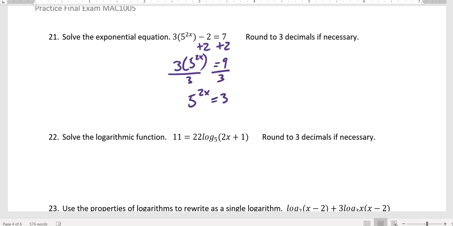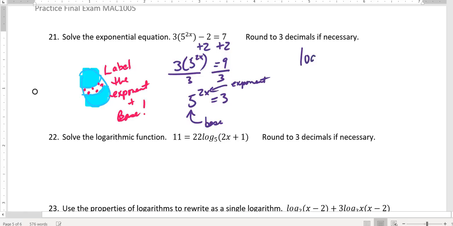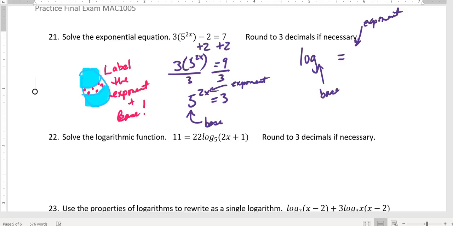I want to get it so that it's b to the x is equal to a number. Once it's in this form, I can just rewrite it, okay? So I know that for an exponential expression, this is the base, right? And the superscript is always my exponent. Label them. It will really help you. So now I'm going to rewrite it as a log. Now remember, the little number here is always the base, and a log is another name for an exponent. So the exponent always goes on the other side. Okay, so I'm going to put 2x, and then it's base 5, and then the argument will be 3. That's the hardest part, setting it up.